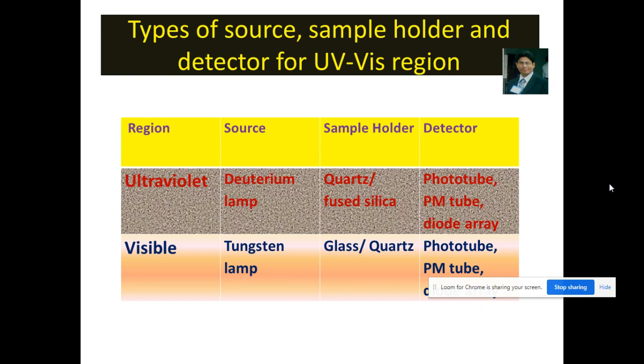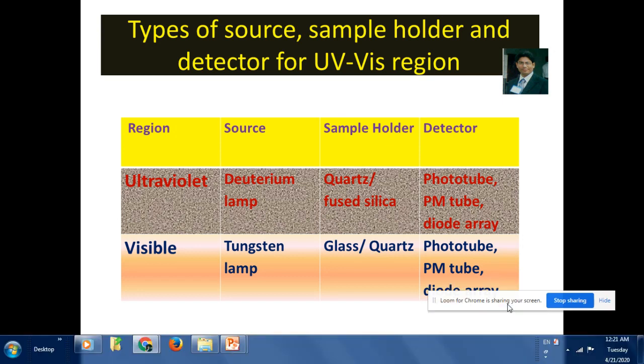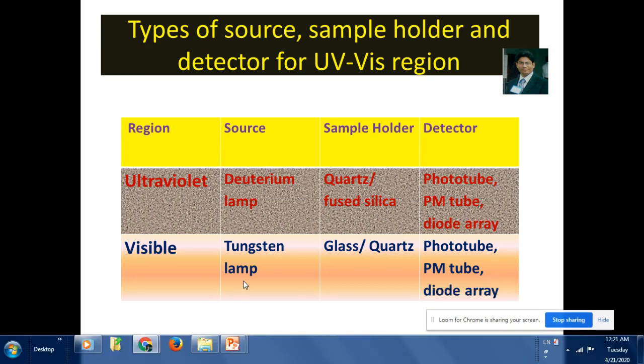Types of source, sample holder, and detector for the UV visible region are given here. For the ultraviolet region, the source is deuterium lamp, the sample holder should be quartz or fused silica, and the detector should be phototube, PM tube or diode array. For the visible region, the source should be tungsten lamp, the sample holder is glass or quartz, and the detector should be phototube, PM tube or diode array.